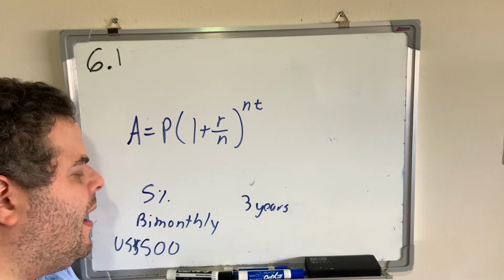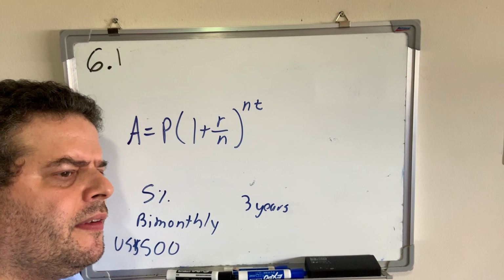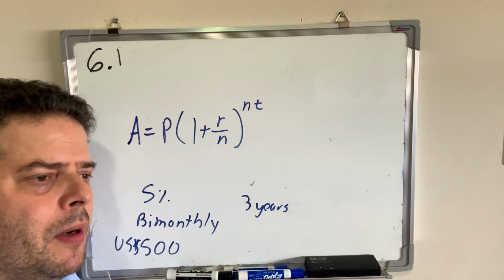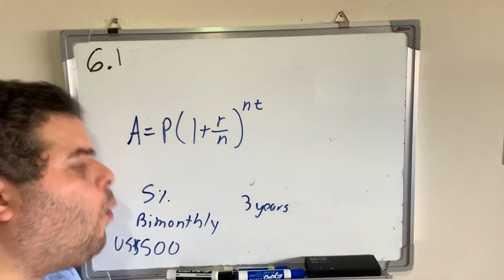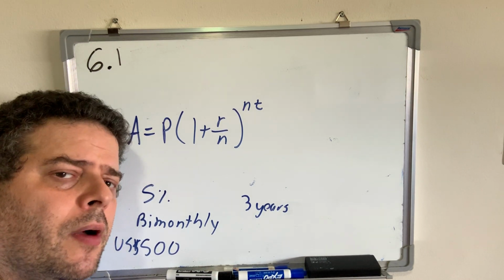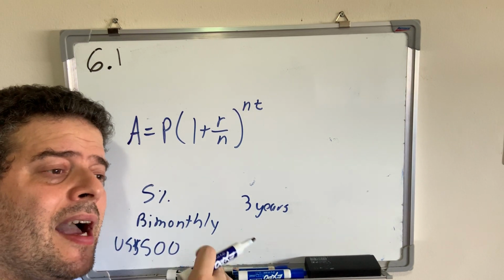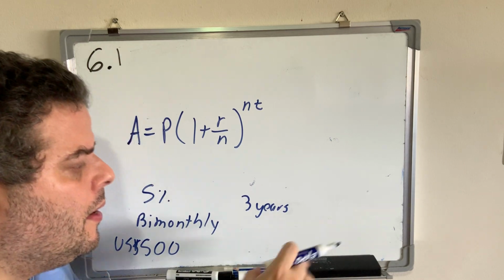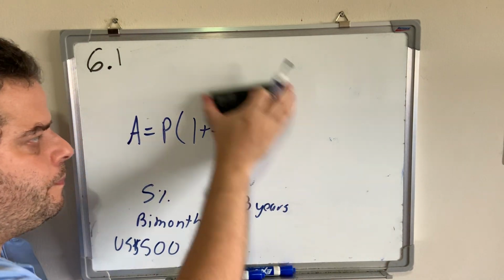In one bank, you ask, does bi-monthly mean once every 2 months or twice a month? And that bank goes, yeah, it's twice a month. The other bank says, no, it's once every 2 months. I want you to calculate how different each scenario will be, but I will give you the formula.